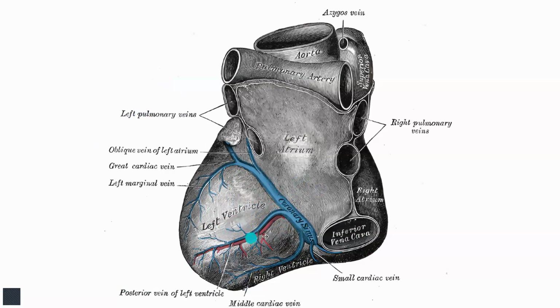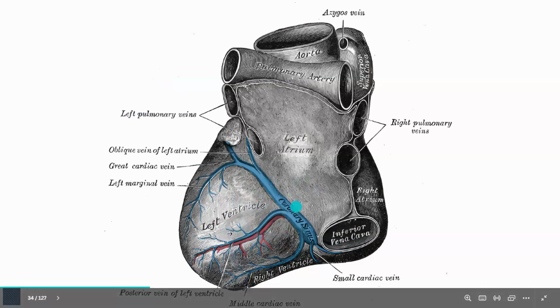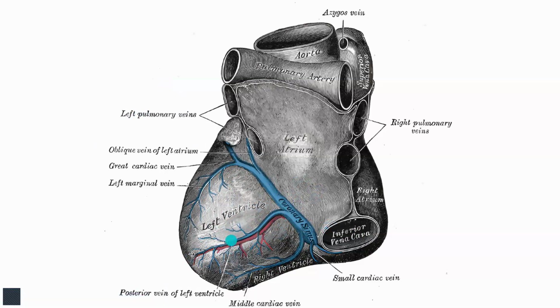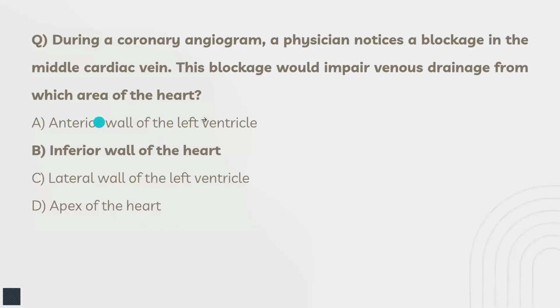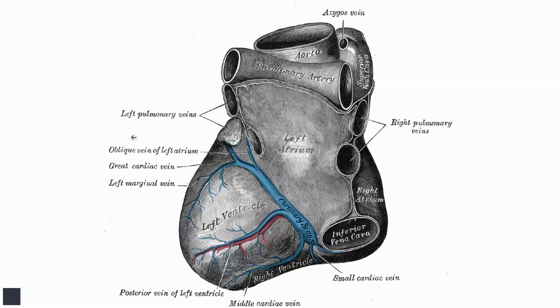A way I like to remember is that the PIA is the second biggest artery in the heart. So the middle cardiac vein is going to accompany the PIA, whereas for the anterior wall of the left ventricle, that would be the great cardiac vein, because it accompanies the LAD, and the LAD is the biggest artery in the heart. That's how I like to remember it.